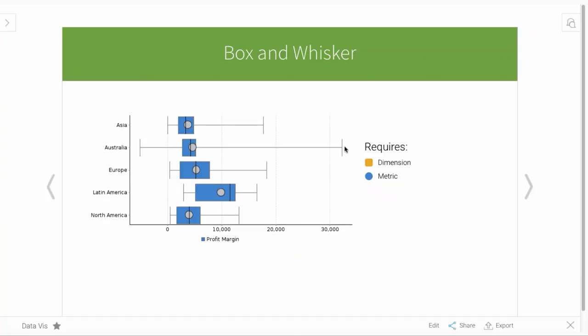So you would use a box and whisker when you want to see the distribution of a category. And they're particularly good for seeing this across multiple categories like you see in this example.